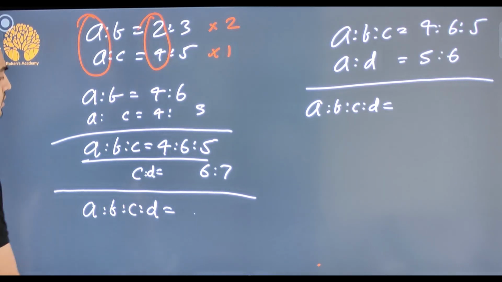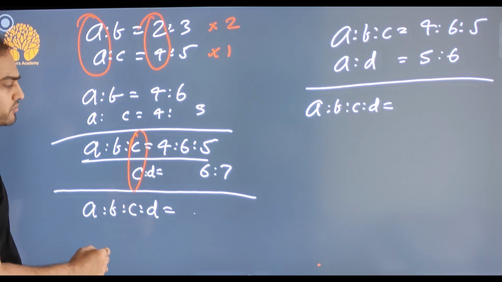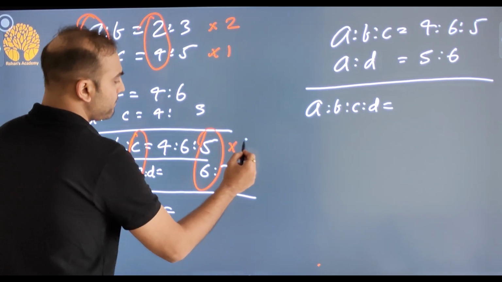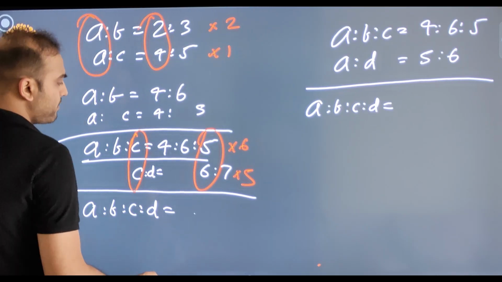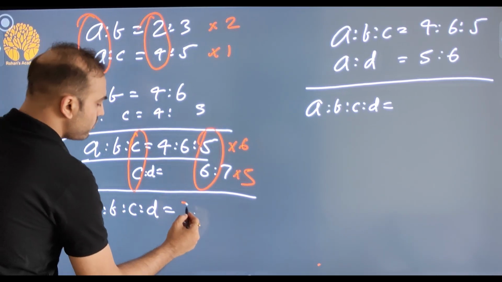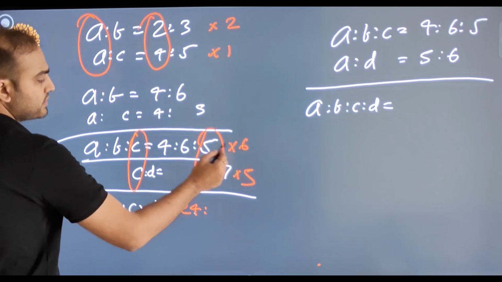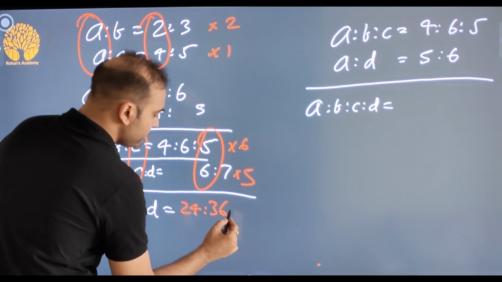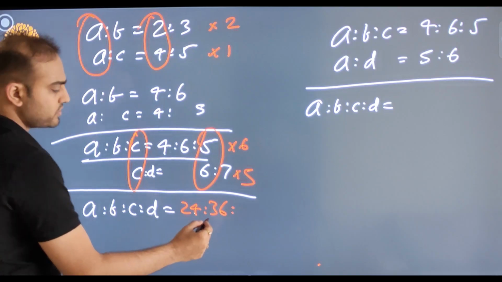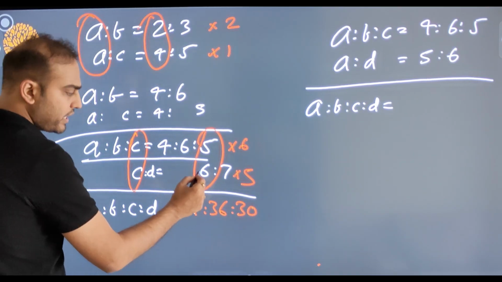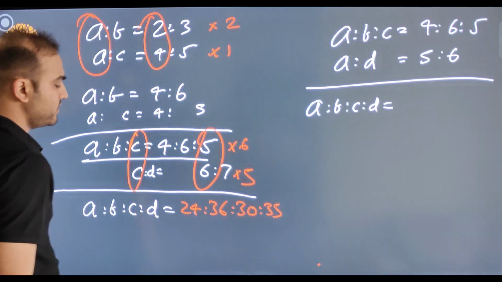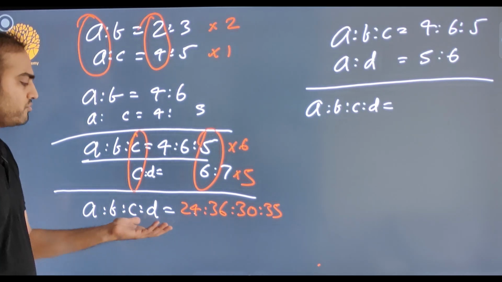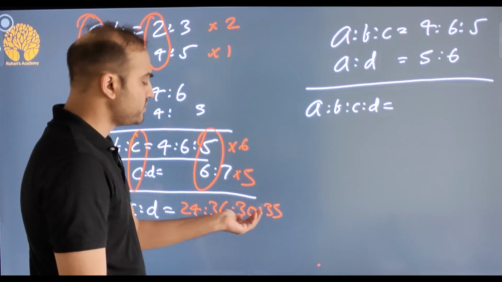What do we do here? The variable C is common. Multiply by 6, multiply by 5. 6 times 4, so A is 24. 6 times 6, B is 36. 6 times 5, C is 30. 5 times 6, C is again 30 only. 5 times 7, D is 35. So A is to B is to C is to D is 24 is to 36 is to 30 is to 35.